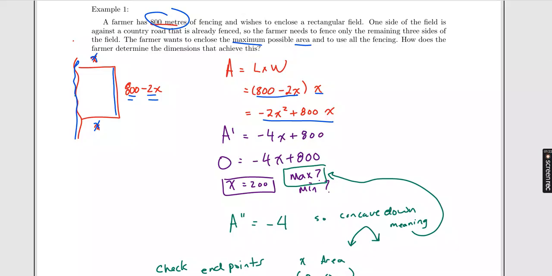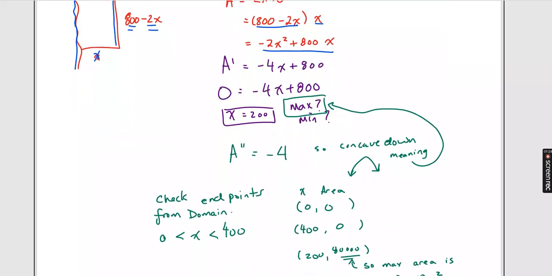Now if we're looking for max or min, we're going to find the derivative. Finding the first derivative, we get negative 4x plus 800. Then we solve for x. Rearrange, solve for x, and you'll get x is equal to 200. Once you get x equals 200, we want to know whether it's a max or a min.